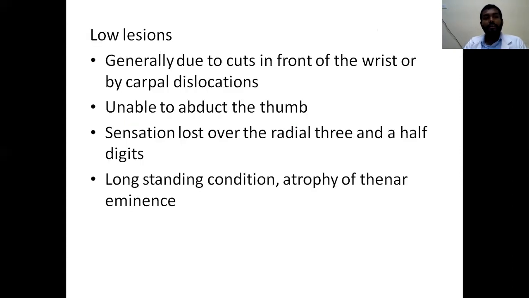A low lesion here is generally due to cuts in front of the wrist or by carpal dislocations. There is inability to abduct the thumb. The sensation is lost over the radial 3.5 digits. Now, in long-standing conditions, there is atrophy of the thenar eminence.